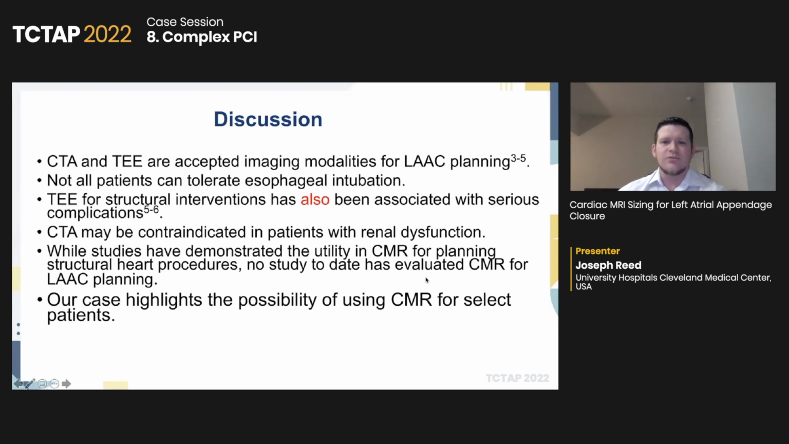While studies have demonstrated utility of CMR for planning structural heart procedures like TAVR and MitraClip, no study to date has evaluated cardiac MR for LAAC planning. Our case highlights the possibility of using CMR for select patients, those with stroke-related dysphagia, esophageal abnormalities, and also with renal dysfunction.